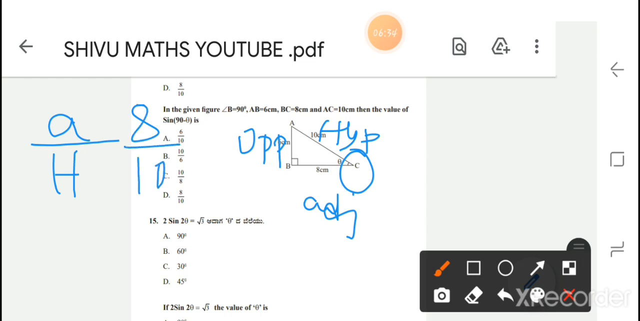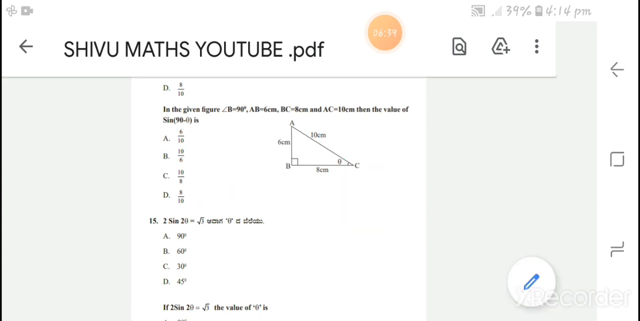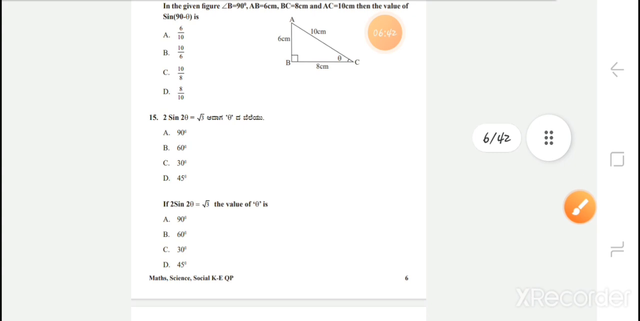8 by 10. So option D is the right answer. Got it? Okay, so next we will pass on to the 15th question.